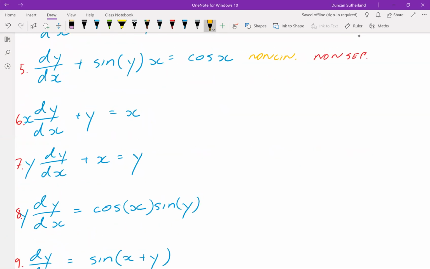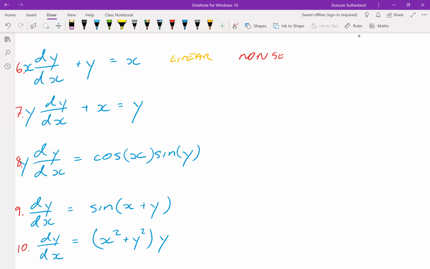This one looks linear because there's a y all by itself. The dy dx has an x associated with it. But no function of y and dy. So number 6 is linear. However, if we put everything on the right-hand side, we're not going to be able to disentangle x and y, so this is not separable.